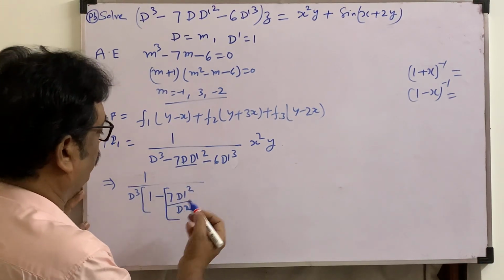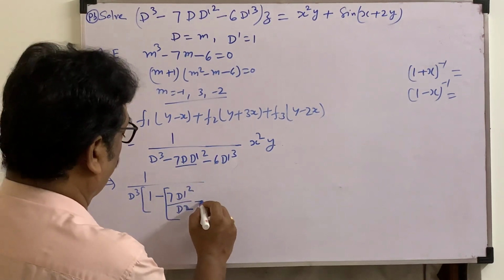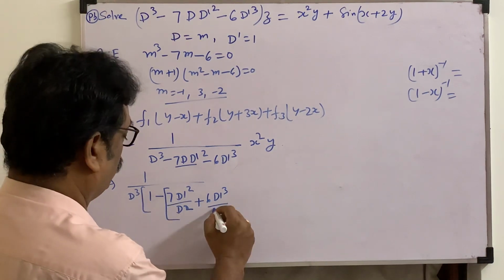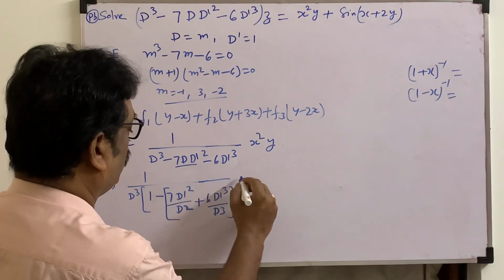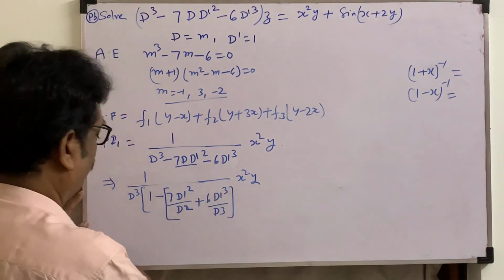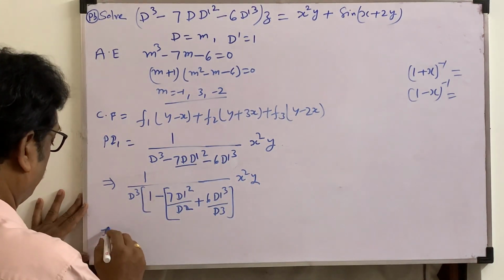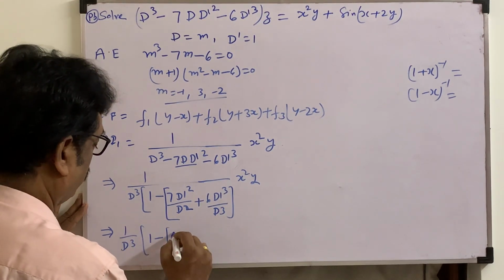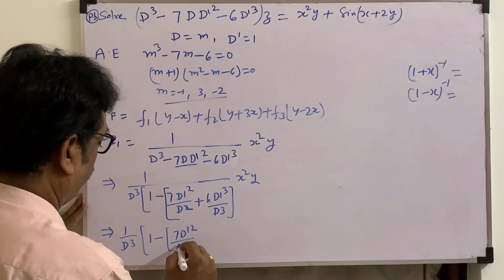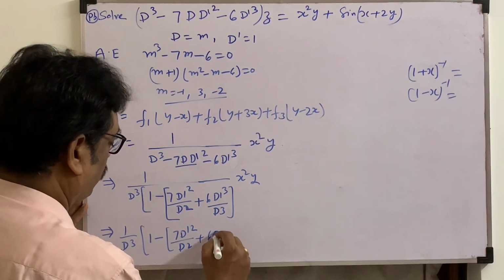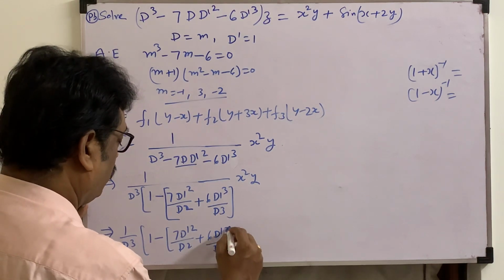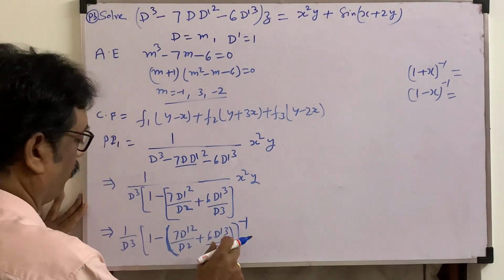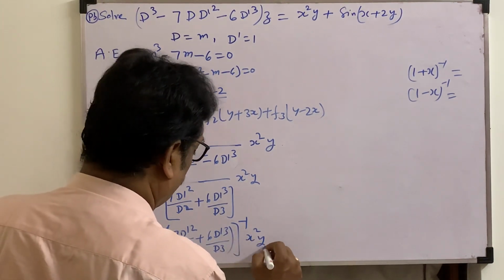Take this bracket. Then it will come plus 6 D dash cube. D is here, so D cube divide. So this we got 1 minus x. Now you write numerator 1 by D cube. You can write 1 minus, in small bracket, 7 D dash square by D square plus 6 D dash cube by D cube, and then big bracket power minus 1. So the 1 minus x formula came, no? This came into 1 minus x.